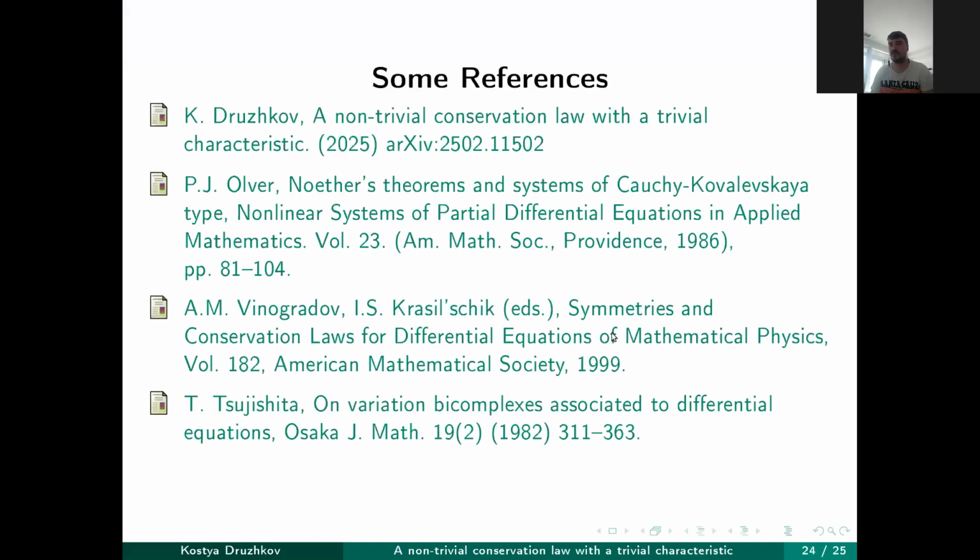Yeah, and here I have some references. This is a preprint where the talk is written in a more detailed form. The original paper by Peter Olver about the question for Noether for Lagrangian systems, the same question for Lagrangian systems. The book with general information on this machinery, and the paper by Druzhkov, which gives also some topological interpretation of the conservation laws surviving to the second page.